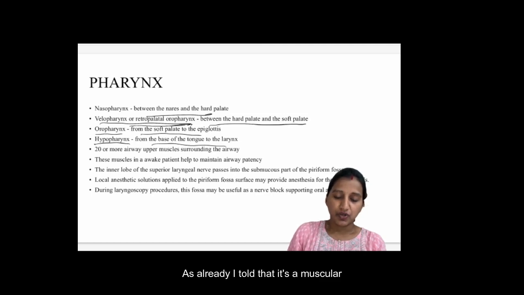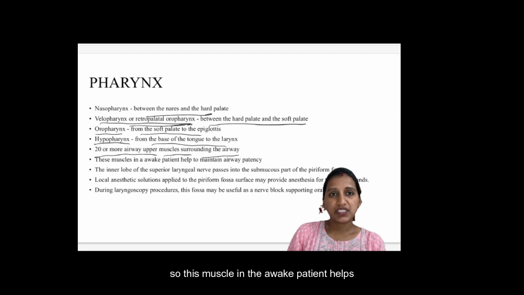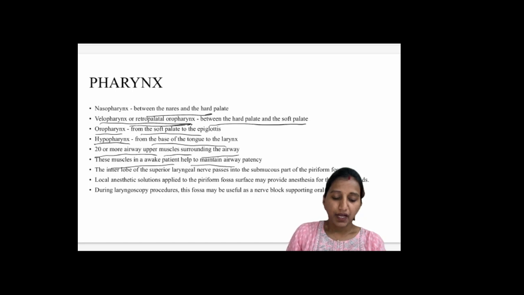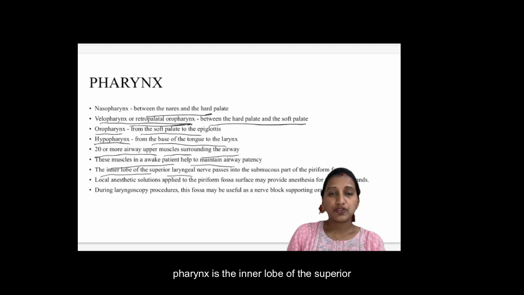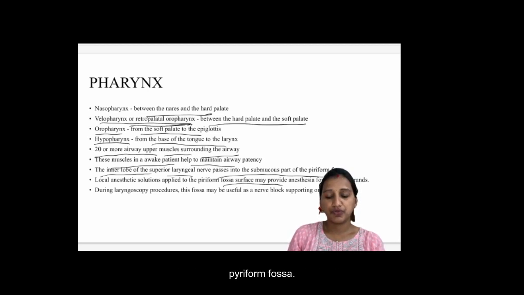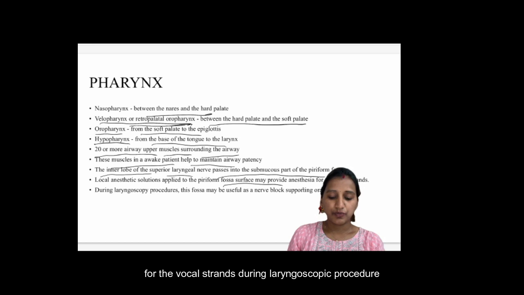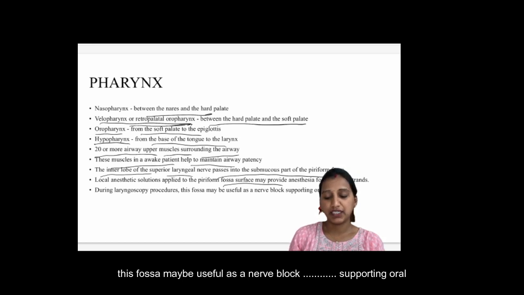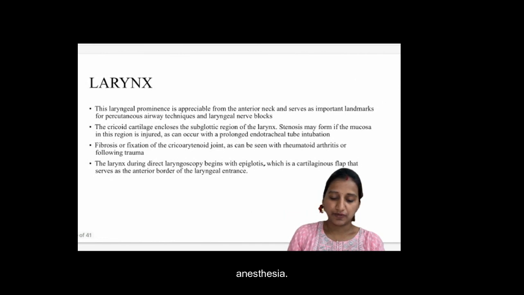the larynx. So as I already told, it's a muscular passage, it consists of 20 or more upper airway muscles surrounding the airway. So these muscles in the awake patient help to maintain airway patency. And one more important aspect in the pharynx is the inner branch of the superior laryngeal nerve. It basically passes into the submucous part of the pyriform fossa. Local anesthetic solution applied to the pyriform fossa surface may provide anesthesia for the vocal cords. During laryngoscopic procedure, this fossa may be useful as a nerve block supporting oral anesthesia.